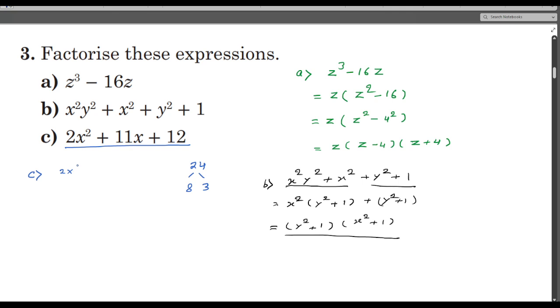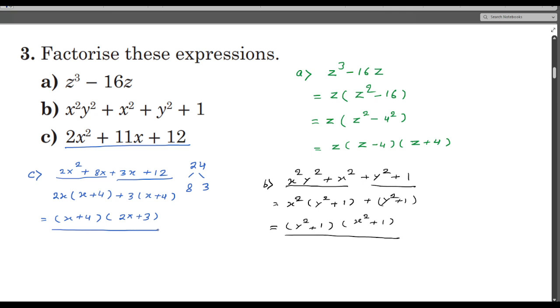So I will write this as 2x square. Now this 11x I will write as 8x plus 3x plus 12. Now from the first two terms I will take 2x common. So here it is x plus 4, and from the remaining two terms I will take plus 3 common. So again it is x plus 4. So x plus 4 I will take common in one bracket and 2x plus 3 in the other bracket. So this is your answer: x plus 4 times 2x plus 3.